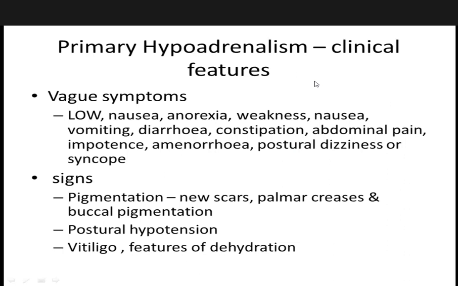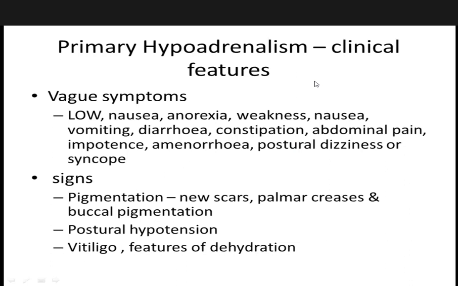So in primary adrenal failure, due to very high ACTH levels, they will have pigmentation over the scars and palmar creases, and in addition, they can have buccal pigmentation as well, right? This is due to increased ACTH level. So ACTH will have a melanocyte stimulating effect as well, right?